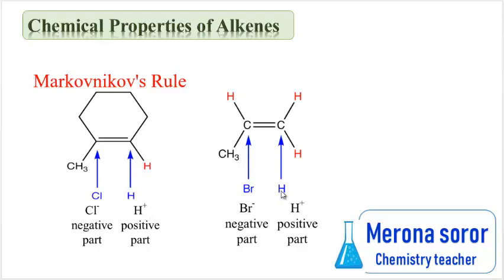In the other molecule, the hydrogen bromide is added, so the bromine negative ion will connect to the carbon that has the least number of hydrogen atoms. This is the carbon atom, and the hydrogen positive ion will connect with the carbon that contains the larger number of hydrogen, so it will connect with this atom.